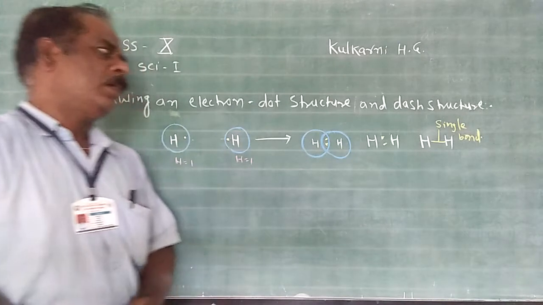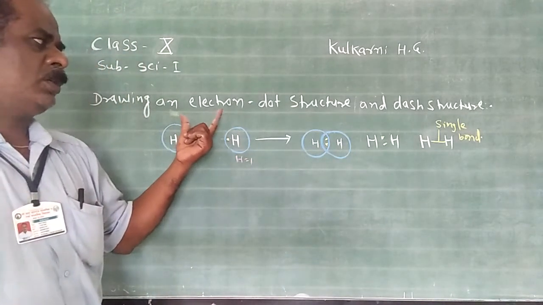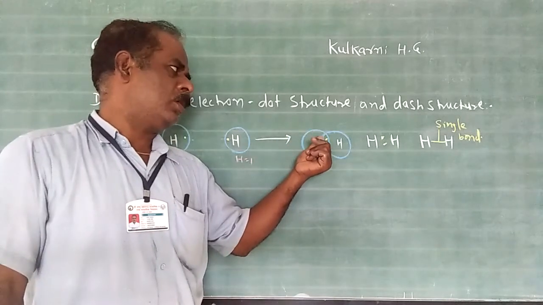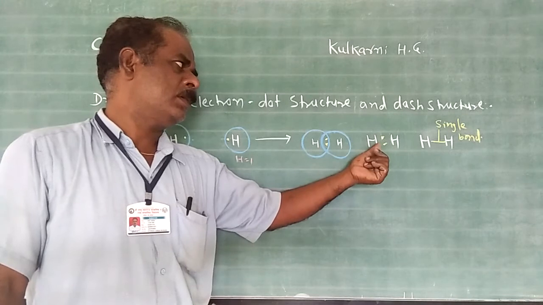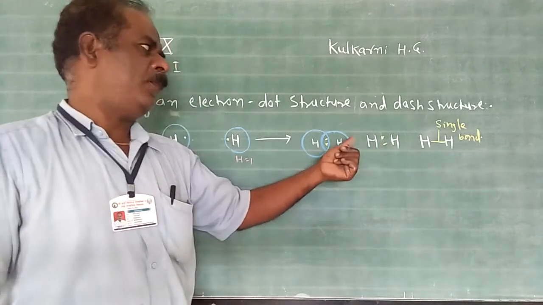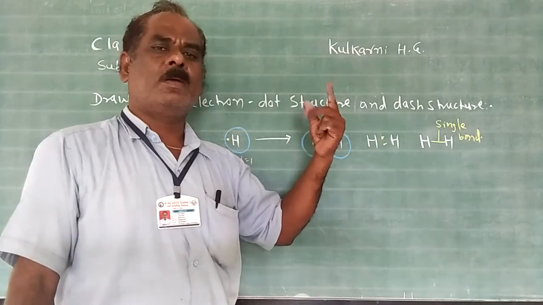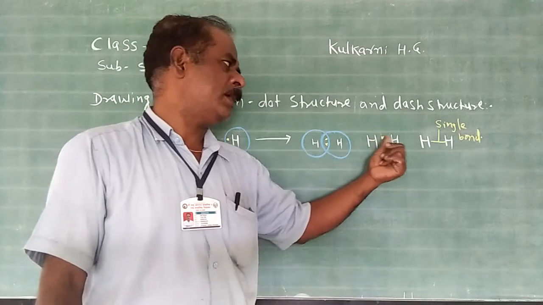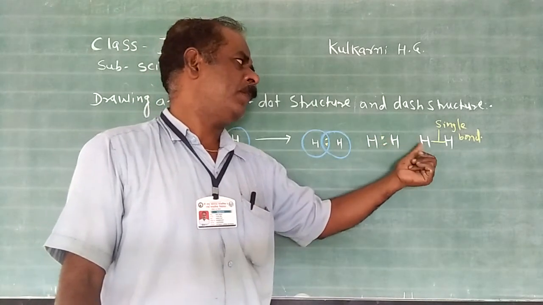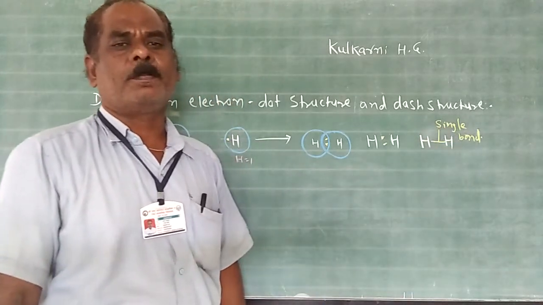Do you understand? In drawing electron dot structures, use the dot or cross symbols for the valence electrons around the symbols, and the sharing of electrons is denoted between the two atoms. And remember, a single covalent bond contains one pair of electrons. Here hydrogen contains one pair of electrons. Therefore, between the two hydrogen atoms, only a single covalent bond is formed.